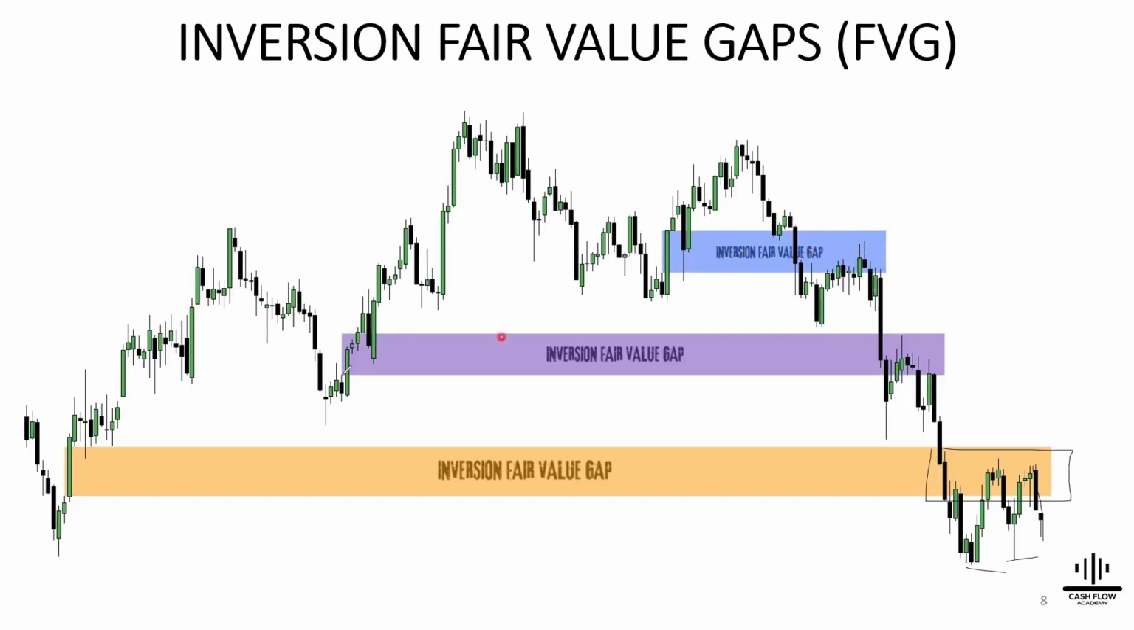The same thing happening here. You can see this fair value gap. Price found support, then rallied. When price broke through it, you see how this candle closed below it. As soon as price returned to it, it served as resistance for price. So this is what we call the inversion fair value gap.